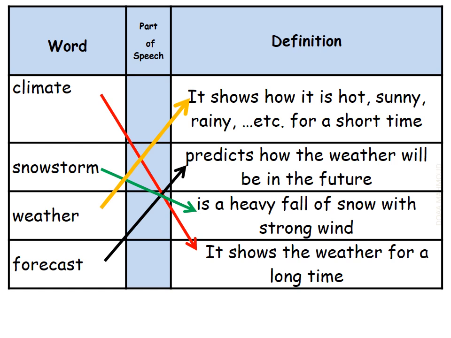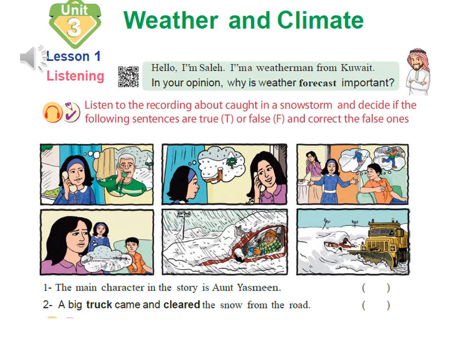Now let's listen to the following to answer the questions. Let's start to listen. You must listen carefully. Let's go. Grade 5, Unit 3, Weather and Climate, page 41. Listen to the recording about caught in a snowstorm and decide if the following sentences are true or false and correct the false ones.